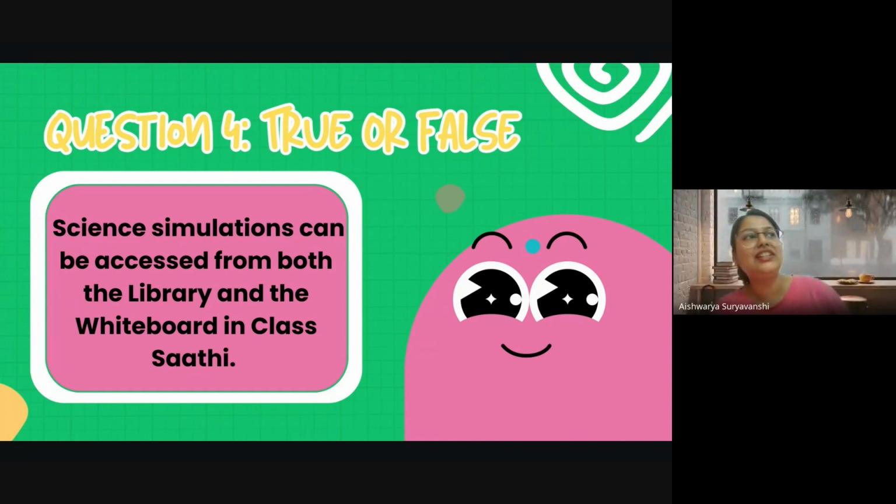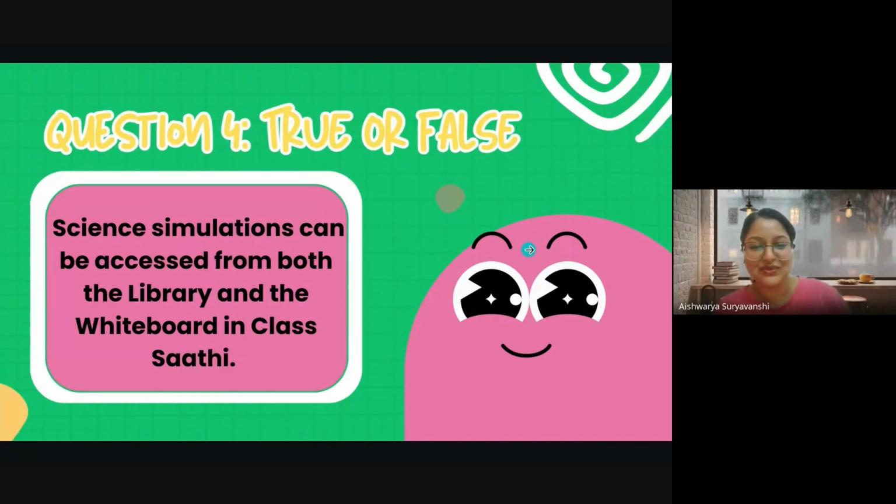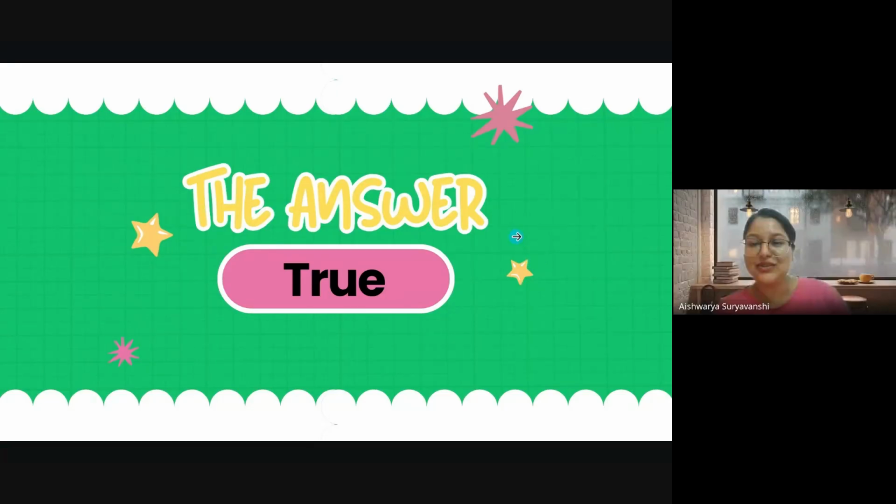Can I get the science stimulations in library also and on the whiteboard also? Has anyone experienced it? Has anyone tried to explore it? Okay. Yes, it's true. Actually, a lot of teachers have shared true. Let's see what the correct answer is. That's correct. It is true. So you can use the library option and the whiteboard option to access the experiments, the science stimulations that we have.